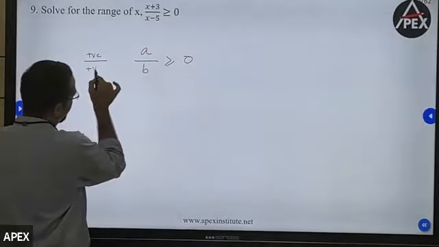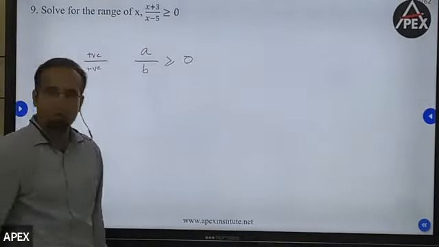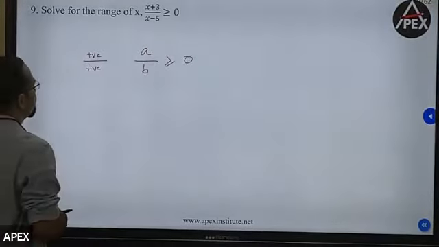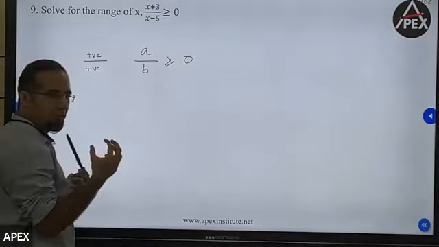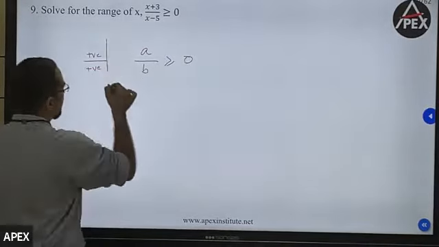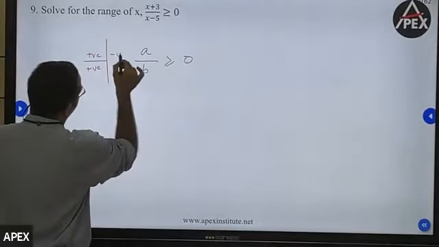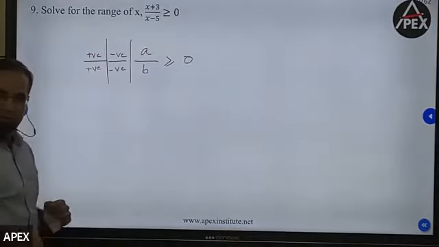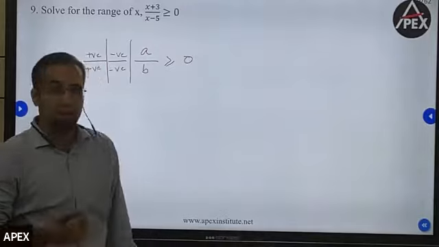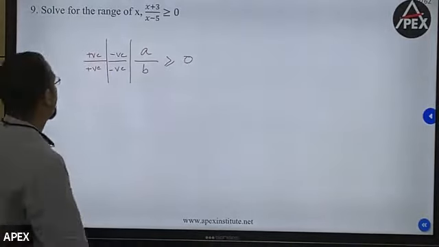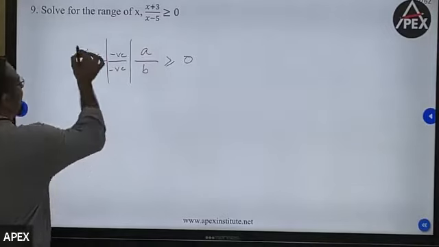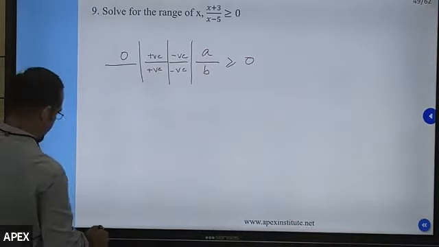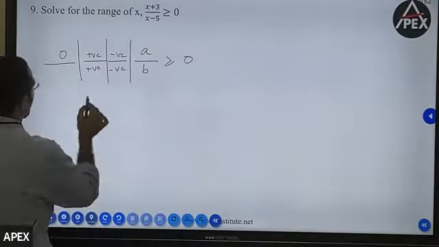denominator also positive. So positive by positive gives me a positive value. Clear? So that involves a bit of complications also. We'll discuss that, don't worry. Or we have numerator negative, denominator also negative. We will have a positive value. Negative by negative is positive. Or we can have numerator 0, and the denominator cannot be equal to 0, but the denominator can be anything else.